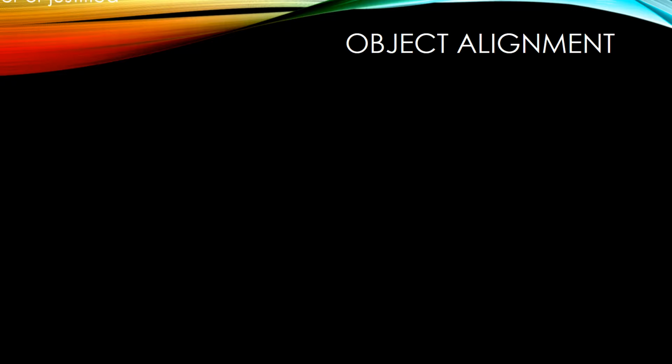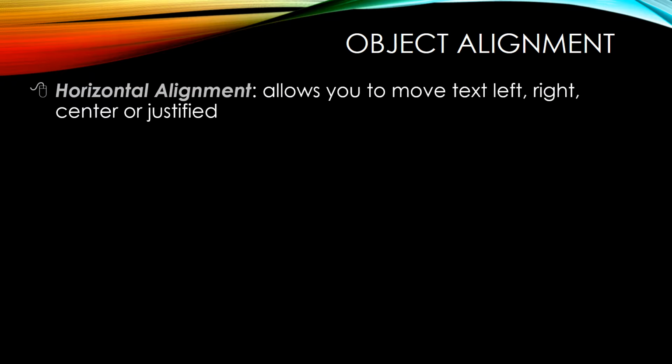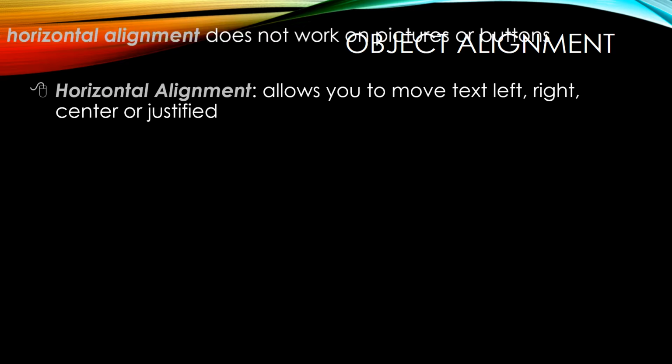Aligning objects. When we talk about aligning objects, we're talking about horizontal alignment. This will allow you to move an object or a text left, right, center, or justify. The default alignment for CSS is always left.